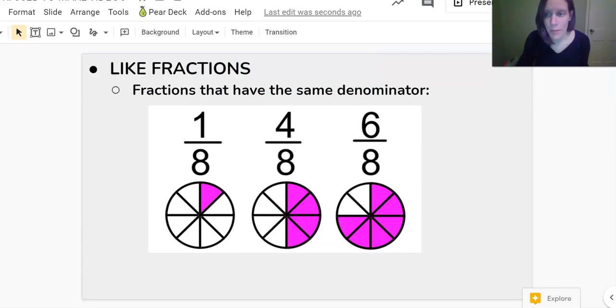Before we start, we want to remember what like fractions are. Like fractions are fractions that have the same denominator. Remember that the denominator is how many pieces the whole is cut into.